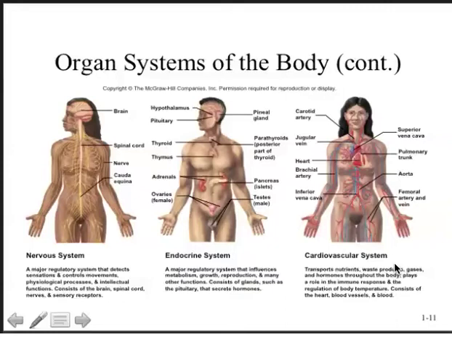The other major communication system in the body is the endocrine system, which is made up of endocrine glands stationed at strategic places throughout the body. You can see them listed here: the hypothalamus and pituitary, the pineal, the thyroid, the thymus, the adrenals, the pancreas, and of course the gonads. And this is a chemical communication system.